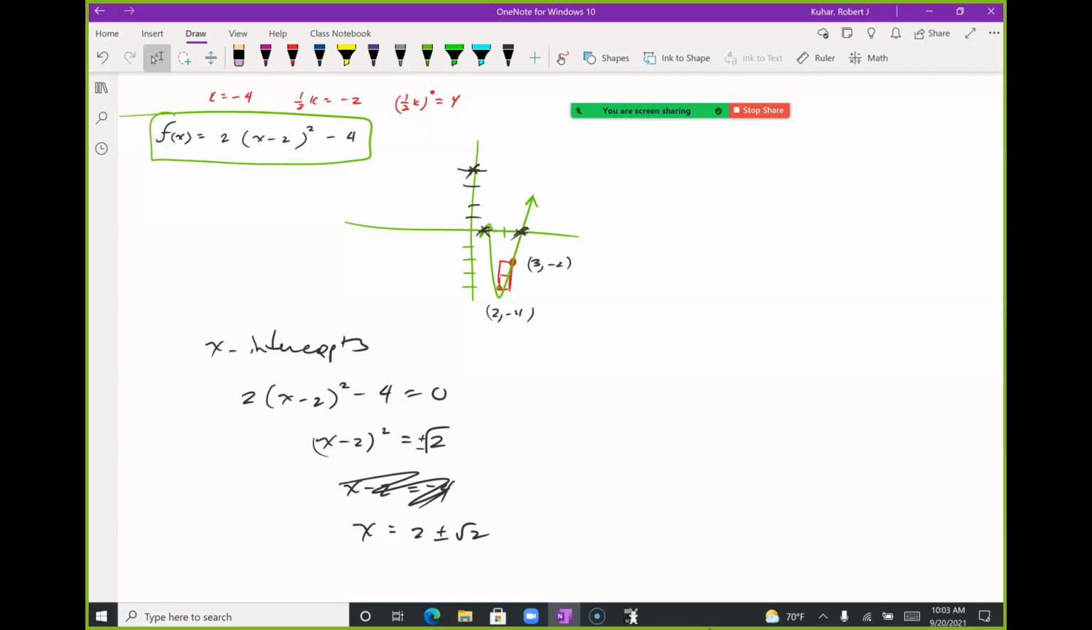Do that as you wish. If you're someone who wishes to use the quadratic formula, that's fine. I'm not going to stop you from using the quadratic formula if that's what you prefer to do.